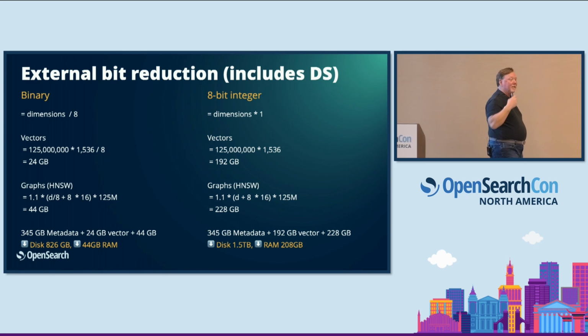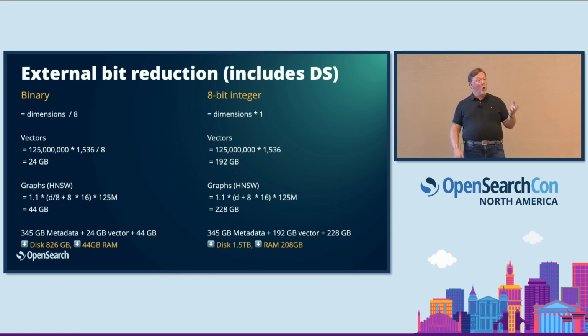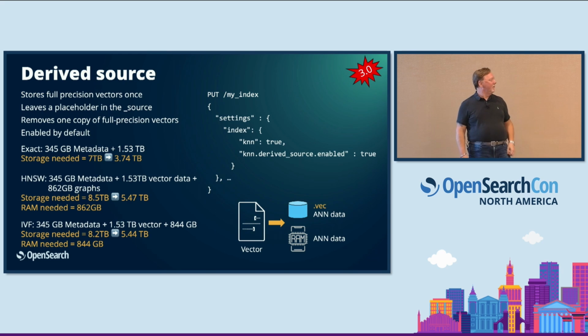All right, so let's talk about some other methods. OpenSearch has various ways of quantizing that reduce the bit count of the vectors themselves. Wait, let's go back to the previous slide. So you're essentially storing the source once instead of multiple times. Correct. And storing pointers to it.